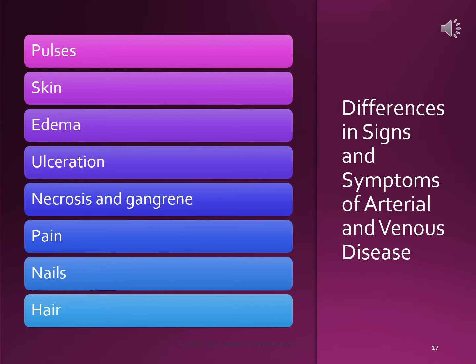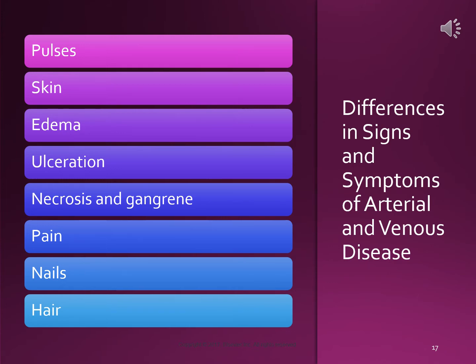There is almost always edema present with venous disease and not necessarily edema with arterial disease. Ulcerations are present in both cases, but they're very different kinds of ulcerations, in different places on the skin, with different signs and symptoms of the ulcers, and very different treatments. You get necrosis and gangrene more from arterial disease. The pain in venous disease is the aching pain in the lower legs, whereas with arterial disease, you're talking about claudication with exercise.